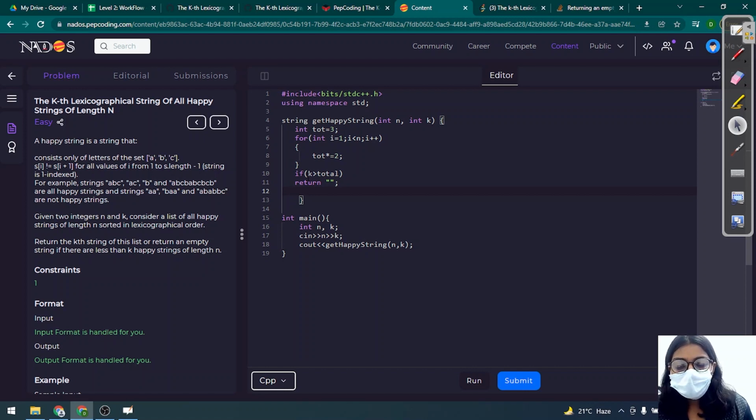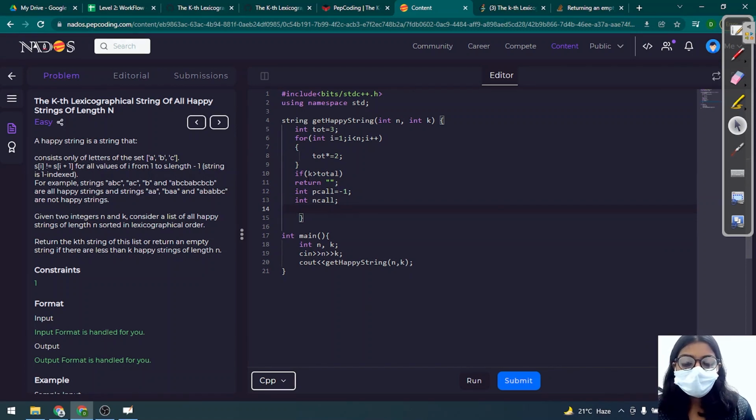Now here, I will have a previous call, which is initially equal to -1. Then there is a new call, which we don't know yet; we are going to calculate the new call. Then let's make a string answer, which is initially equal to an empty string.